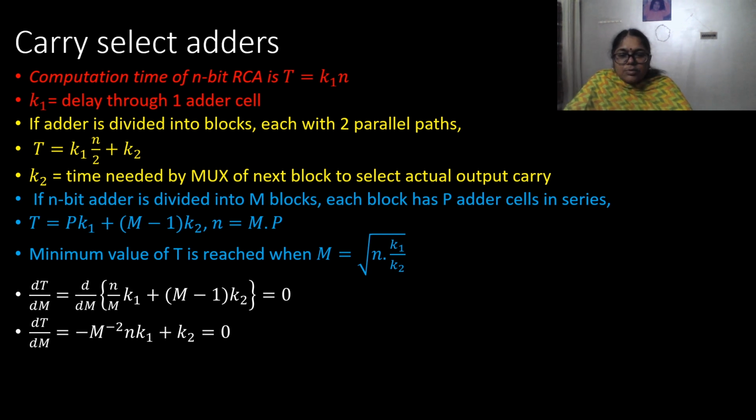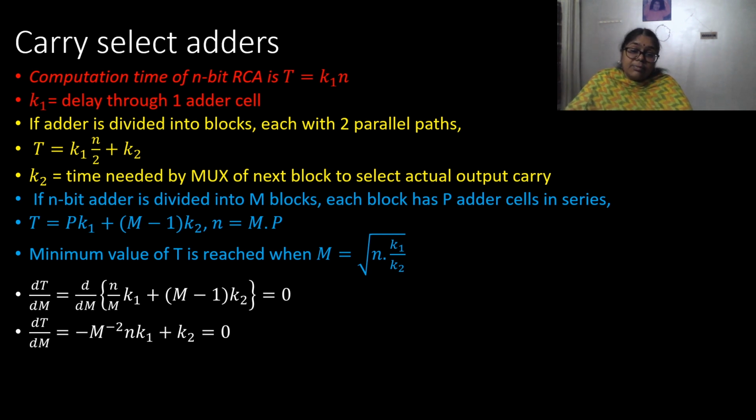And then we have to take the multiplexers into consideration as well. The first block will not have a multiplexer, but from the second block onwards you have multiplexers. So that is why m-1 multiplexers into k2, where m-1 is the number of multiplexer blocks present and k2 is the multiplexer cell delay. Thus, the computation time t will be p k1 plus m-1 into k2.